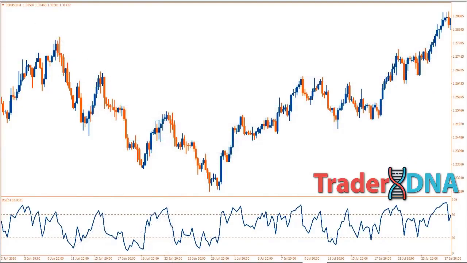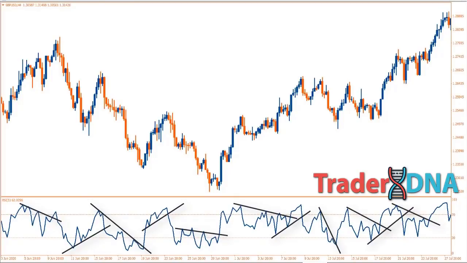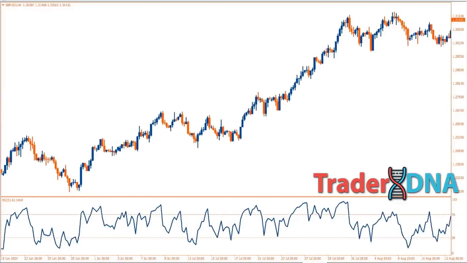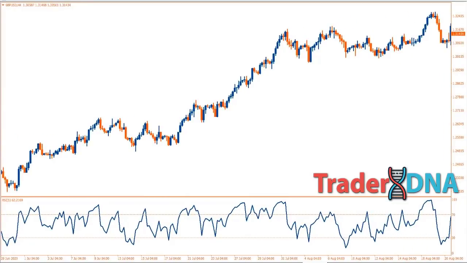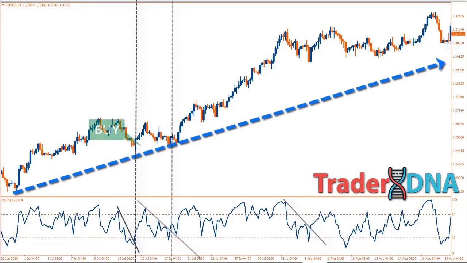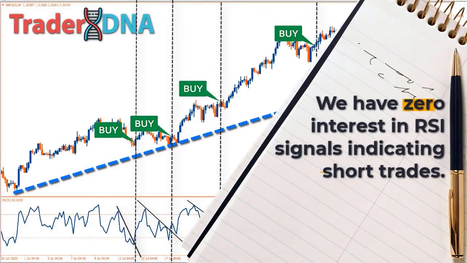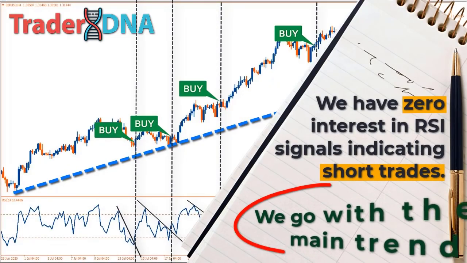Here is a common mistake. Many traders that implement the RSI trendline breakout approach use it as reversal signals. They see an upward trend, they spot a RSI trendline breakout and go short. This could work, yes, but it's not the most consistent way of using it. We use RSI trendline breakout approach in a more conservative way. When we spot the same uptrend, we search for RSI trendline breakout signals that offer buy opportunities. We have zero interest in RSI signals indicating short trades. We go with the main trend.